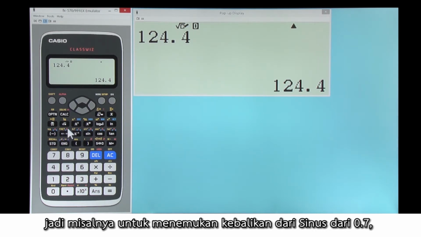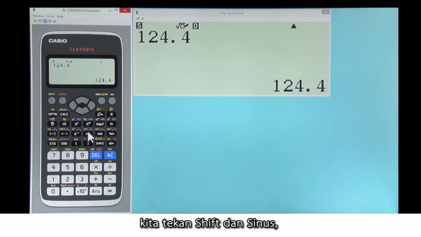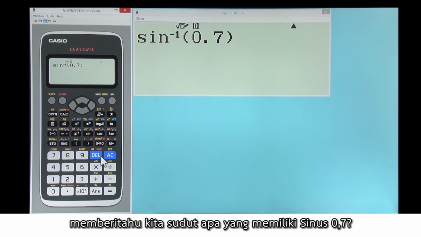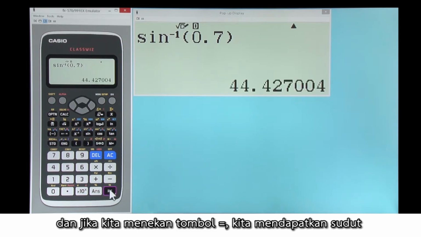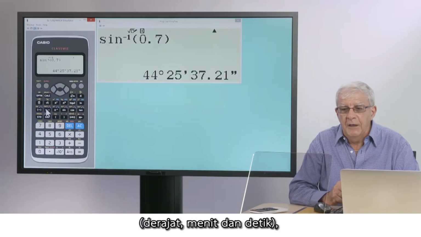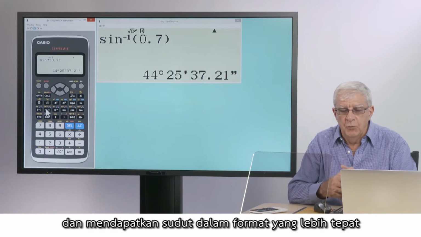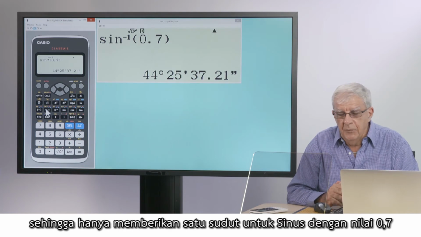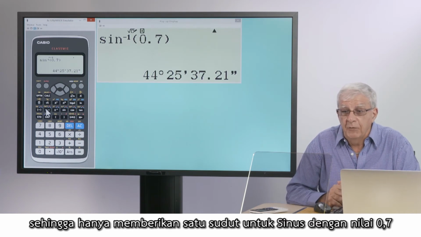So for example, to find the inverse of the sine of 0.7, we tap shift and sine. You can see the inverse sine symbol there. 0.7 is telling us what angle has a sine of 0.7. And if we tap equals, we get a decimal angle, but we can tap degrees, minutes and seconds and get the angle in a more appropriate format. The ClassWiz gives only one result for the inverse function. So it gives only one angle with a sine of 0.7.